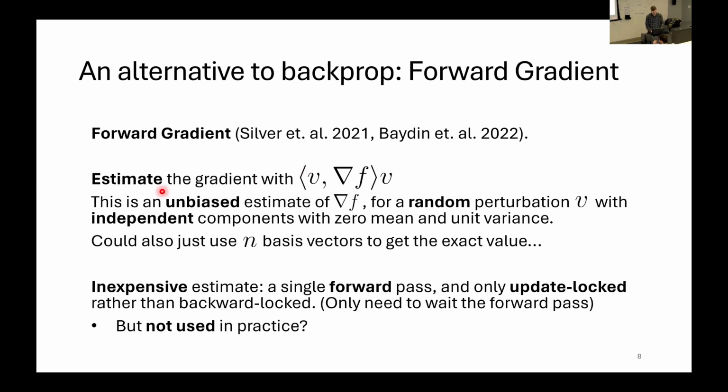So as I said, you can have a random direction that gives you an unbiased estimate of your gradient. You could also just use n computations to recover the gradient, but then you are losing a lot of the advantage of the method. So we can get an inexpensive estimate of the gradient with a single forward pass. It's only update locked rather than backward locked, which means that you only need to do a forward pass. But I think you would have realized it's not really used in practice.